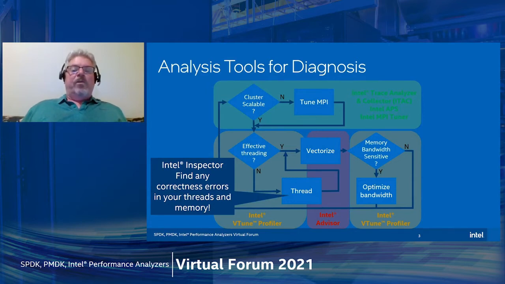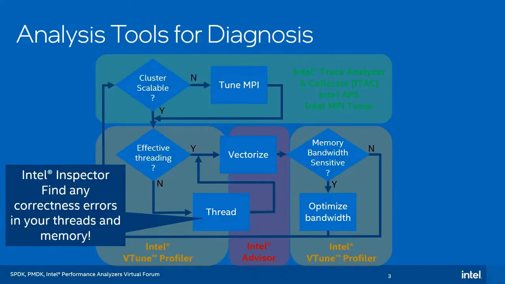In the middle part of the screen, we have our tools that can analyze single node optimizations. So if you're trying to get effective threading, or if you're trying to vectorize your program or trying to get more memory bandwidth, tools like Intel VTune Profiler and Intel Advisor can be very helpful for that type of optimization. Where Inspector fits in is, Inspector is not a performance optimization tool. Inspector is a correctness tool. So Inspector lets you find errors in your memory and threading issues in your program.